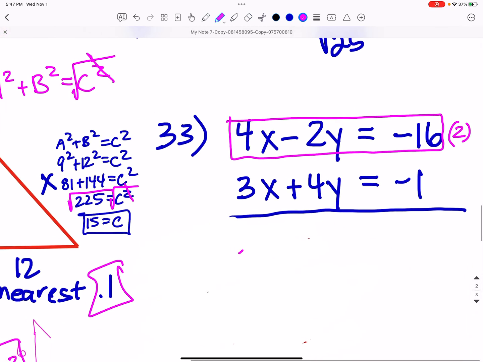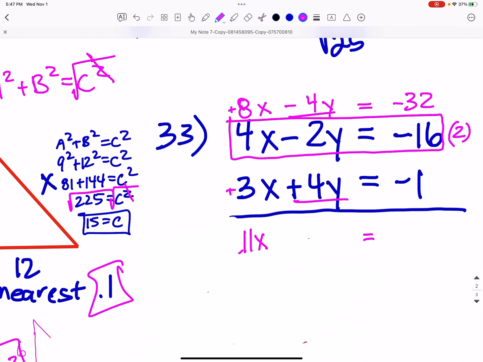So instead of 4x's, I have 8x's. Instead of -2y's, I have -4y's. Instead of -16, I have -32. Now I'm going to add them together. I'm going to add the top one, positive 8x's and positive 3x's is 11x's. -4y's and positive 4y's is 0. They're gone. That's what I wanted. -32 and -1 is -33. I'm going to top versus bottom the 11, and x equals -3.